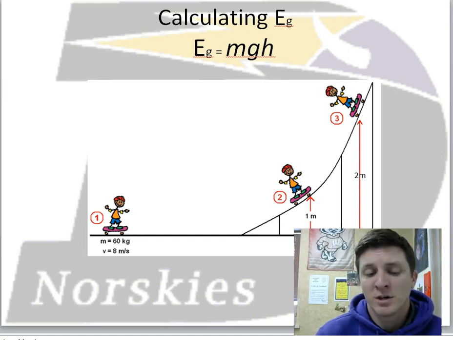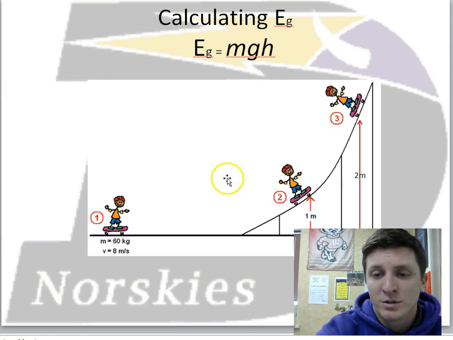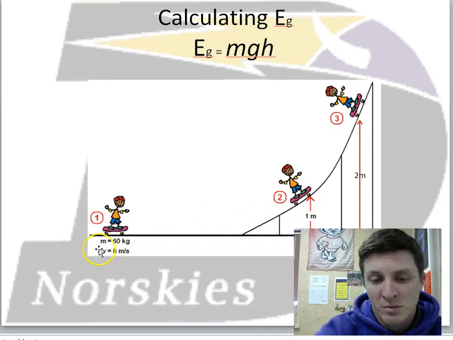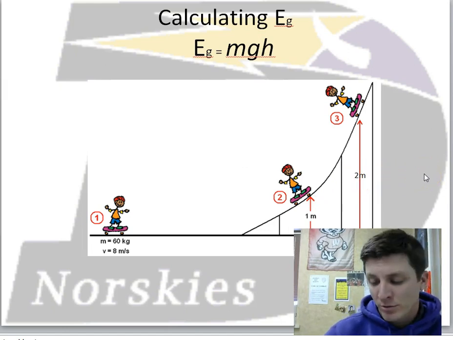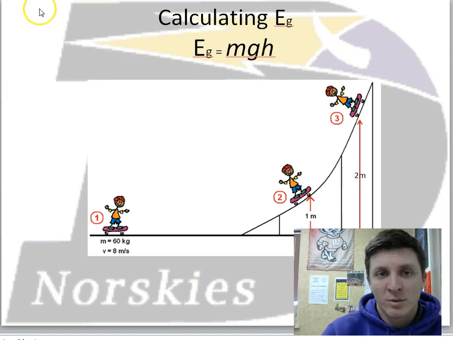So if we look at this picture here, we have various points in this motion event. Obviously this is a skateboarder that is moving from position 1 to position 3, so he's moving from left to right up the ramp, so to say. And then we have some data here. We know that the mass is 60 kilograms, and we also know that the velocity is 8 meters per second. That's the speed. At position 2, he's at 1 meter, and then at position 3, he's at 2 meter height.